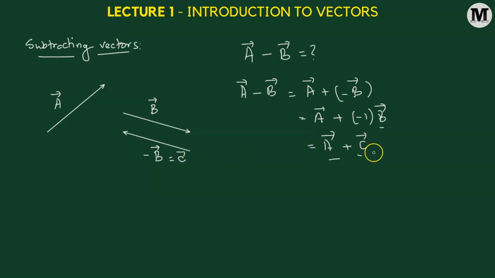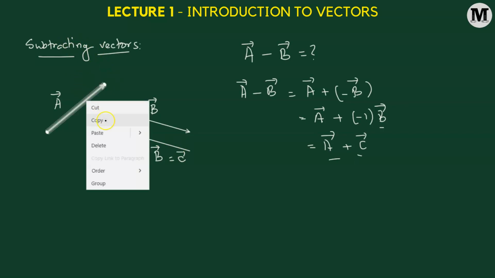Now that's a simple vector addition. So what we have done is converted our subtraction to an addition. Now we can easily add the two vectors. All we have to do is start by picking either vector A or vector C.